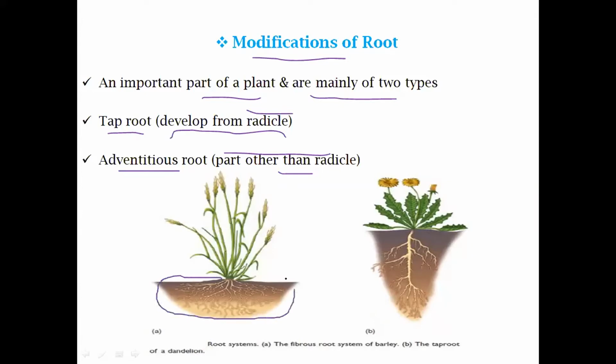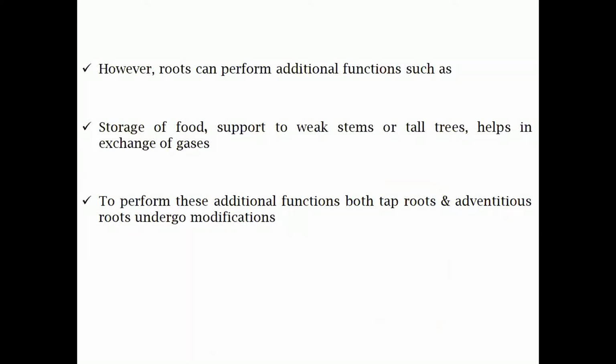This is the adventitious root. This is taproot. However, roots can perform additional functions such as food storage, support to weak stems or tall trees, or help in exchange of gases. And in order to perform these additional functions, both taproots and adventitious roots undergo some modifications.